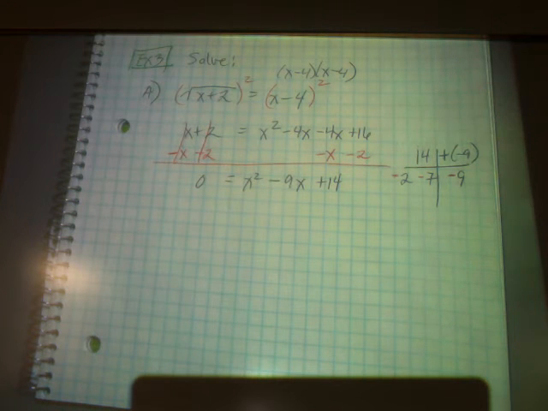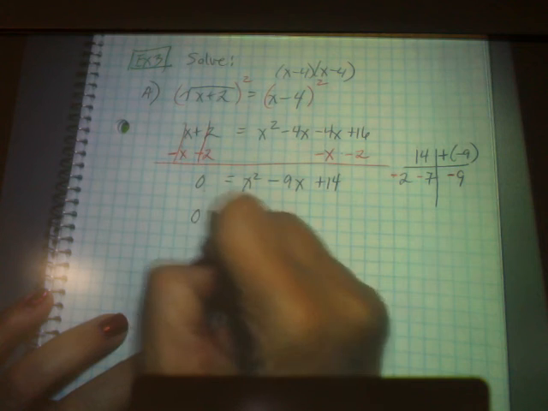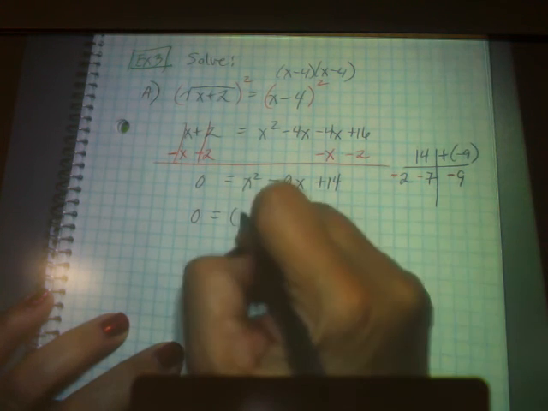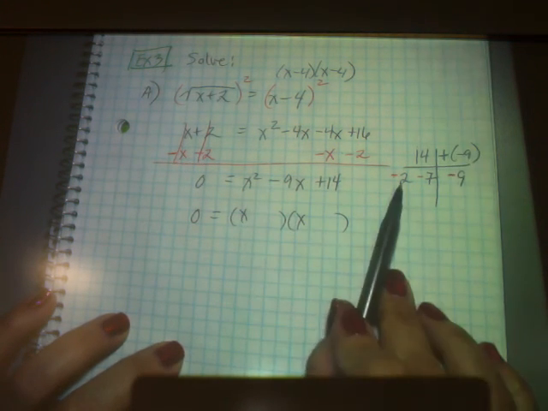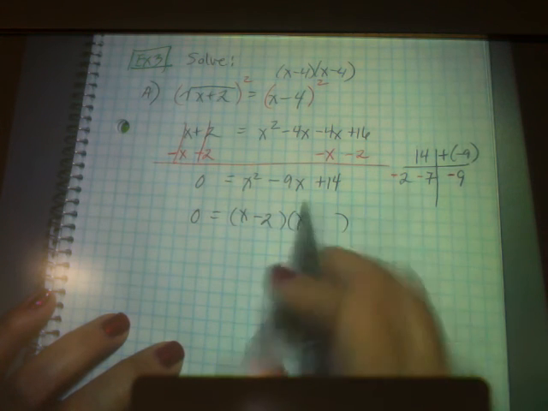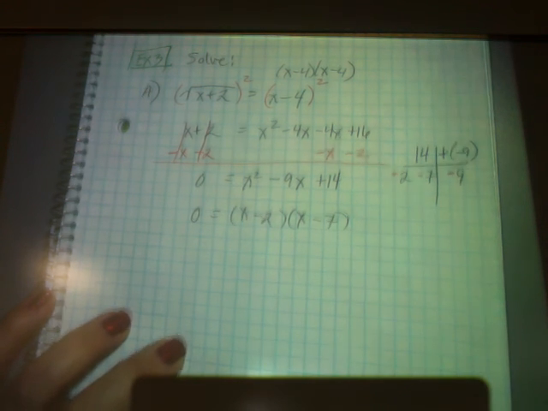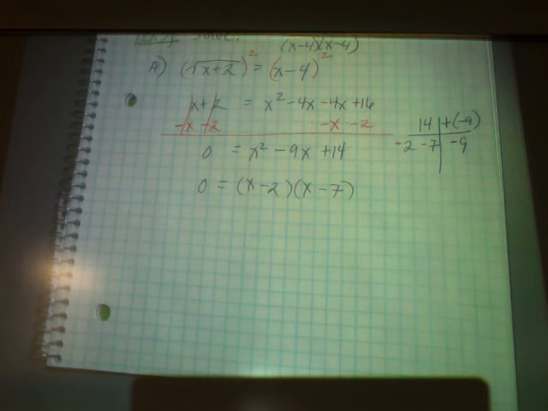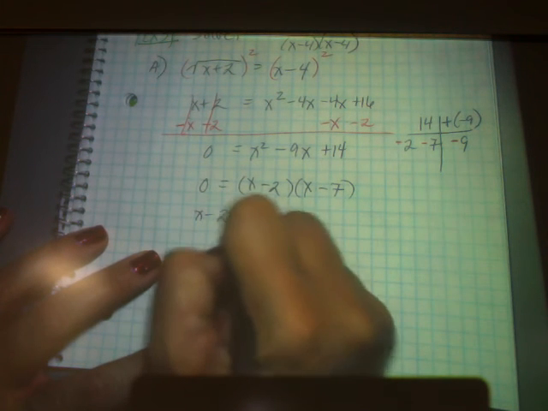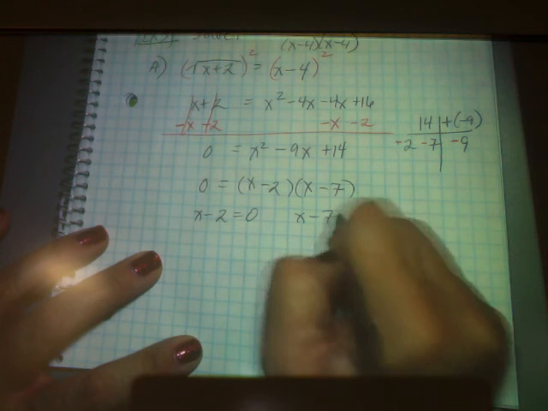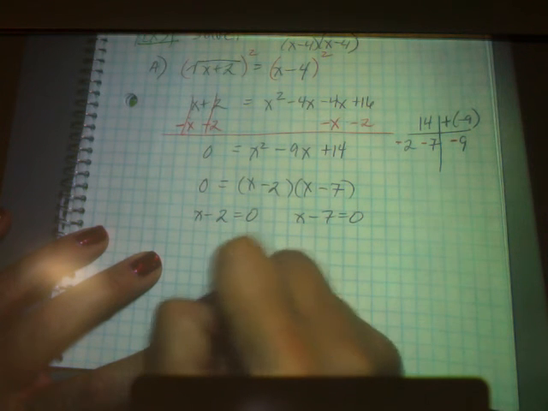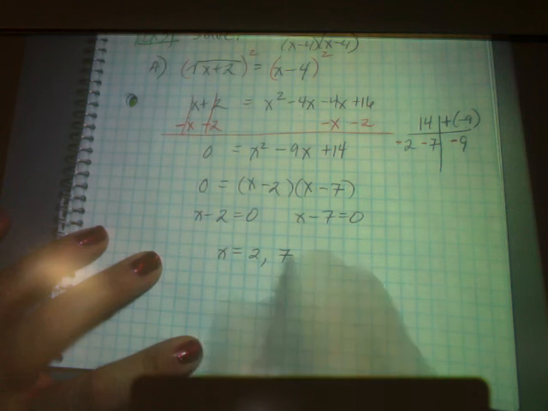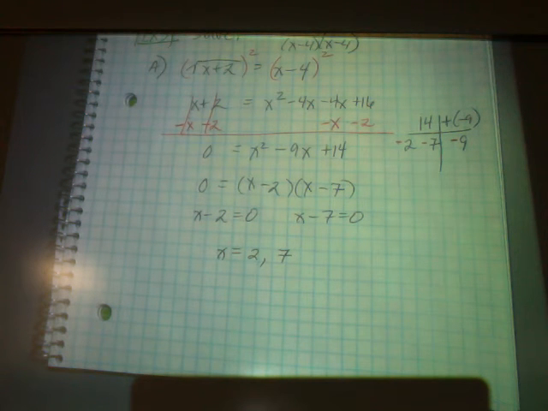Can I use a shortcut? Or do I have to use group and garbage? Shortcut, because I have a 1 in front of my x squared. So my x squared becomes x and x, and then you put your minus 2 in here, and your minus 7 in here. Set each of those equal to 0, so x minus 2 equals 0, and x minus 7 equals 0. What are your values for x? 2 and 7.